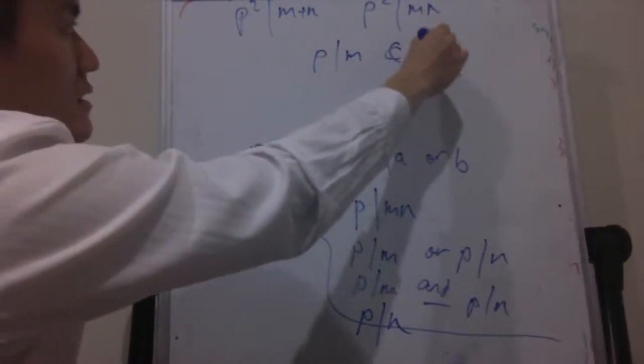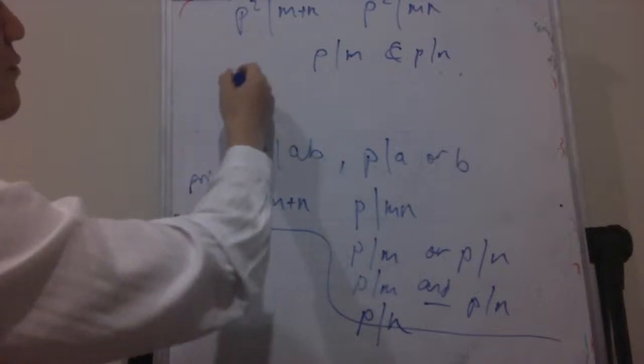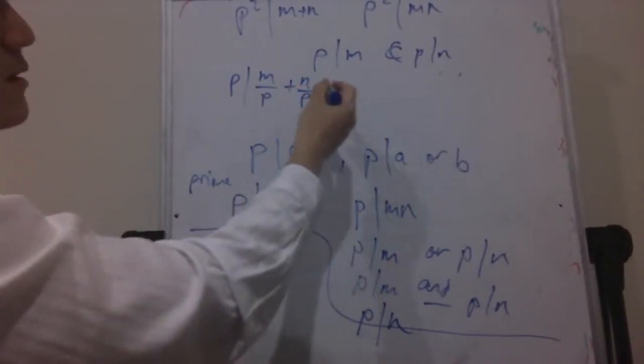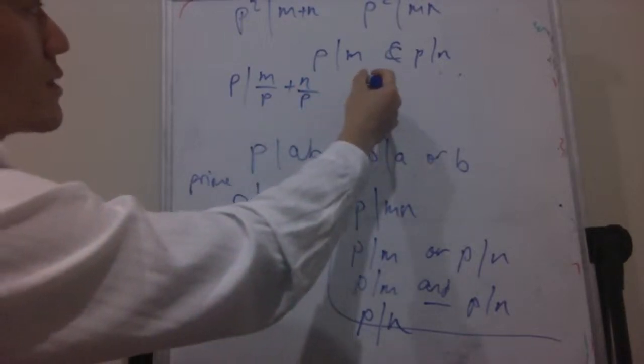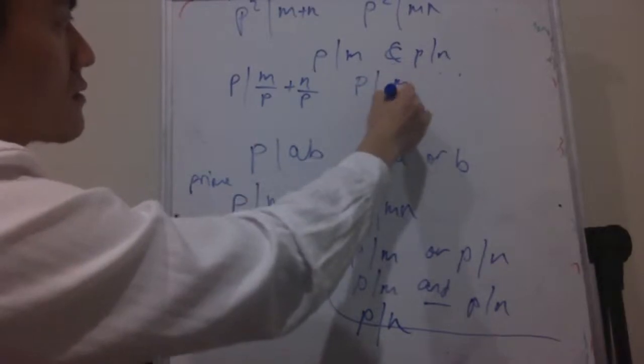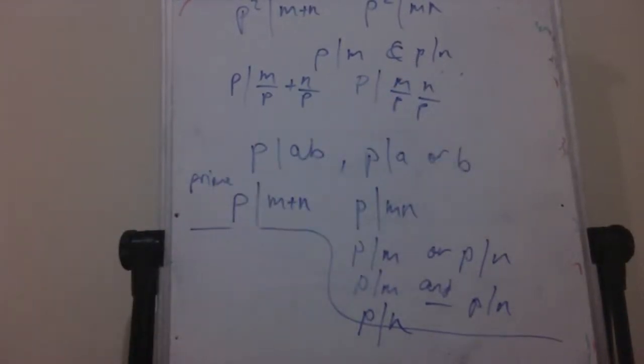And p divides n, yeah? Yeah. So in some sense, you have p divides m on p plus n on p, right? Sure. But you don't have p. So this is what you don't have, because you lose two p's here. Does that make sense?